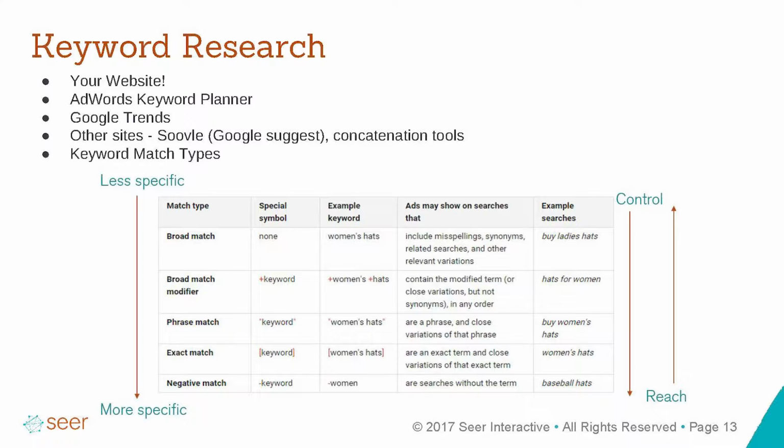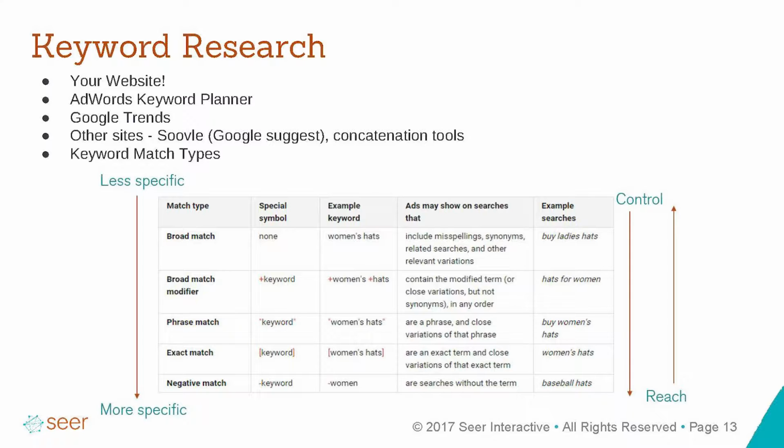Then next is phrase match. These are just little quotations around the outside of the term, and that means that for someone to see your ad, they have to search these words in this order. This is a pretty good level of control, so you can still see how people are searching with different words in front of your keyword or different words after your keyword, while not really messing with the core message you're trying to get from them.